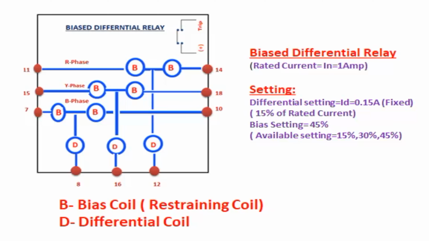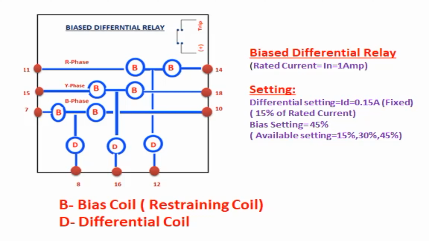R phase current input is at terminal number 11 and output is at terminal number 14. This current is passing through the bias coil. Differential current, ID, is coming out from terminal number 12. Differential current is passing through the differential coil. In the same way, Y phase and B phase current terminals are used.